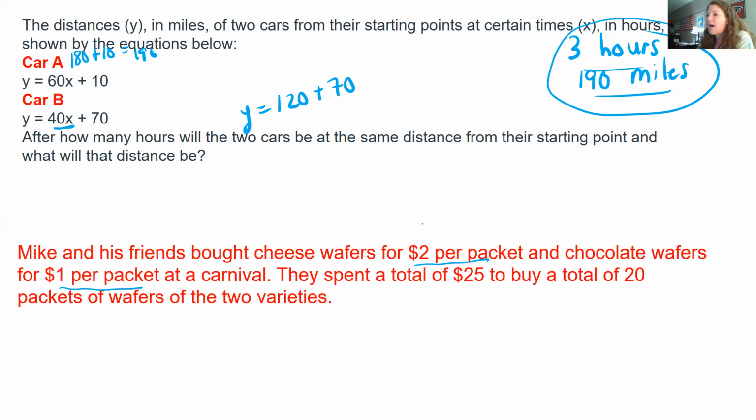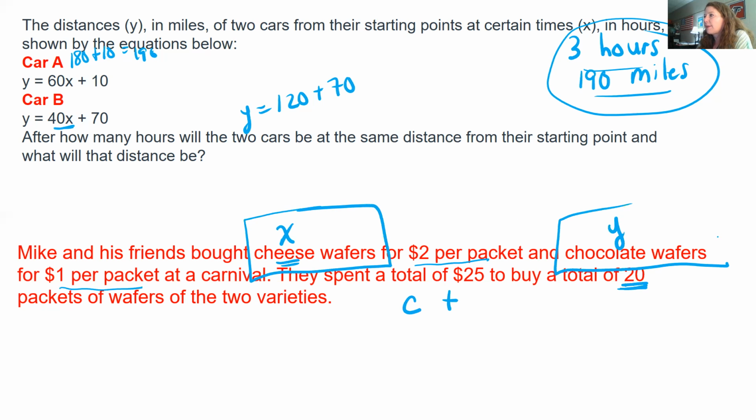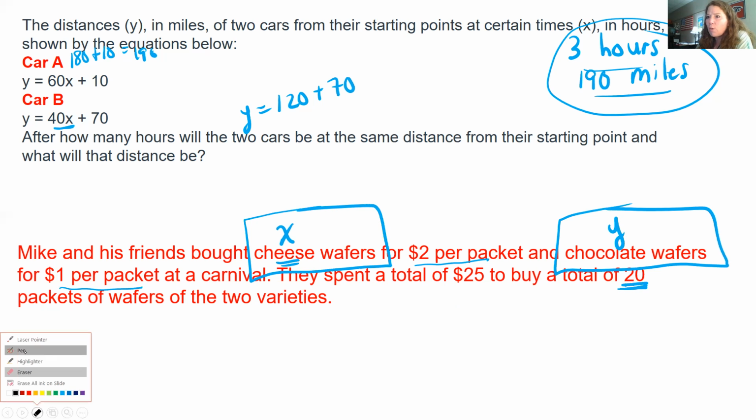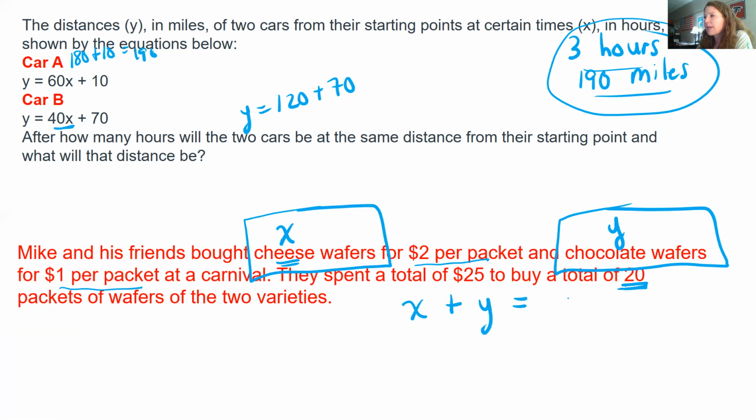Okay, so of the 20 packets of wafers, some of them were chocolate wafers and some were cheese. Well, we can't use C for both. So we'll say X for cheese wafers, Y for chocolate wafers. How about that? Can't use two C's to represent two different things, can we? All right, let's get rid of this. So of the total wafers, they were cheese and chocolate wafers, and we had a total of 20. Easy peasy, right?